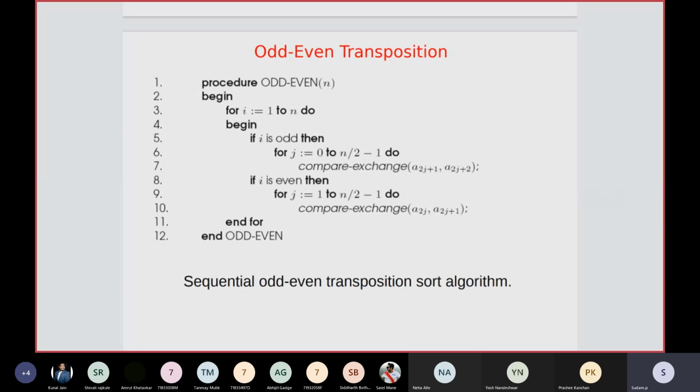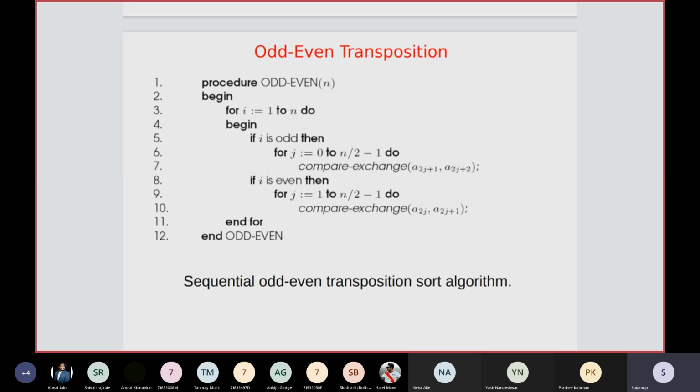Procedure odd-even, n number of elements, begin for i equal to 1 to n do. So we'll take that example also. In LP1 we already discussed this example, but that was for a particular batch only, I think. So we need to discuss it again here.